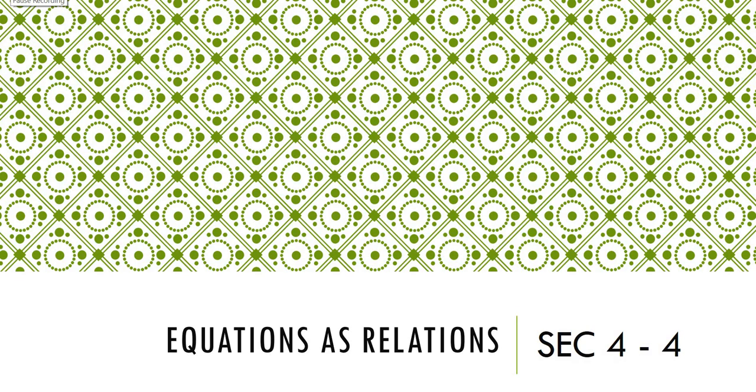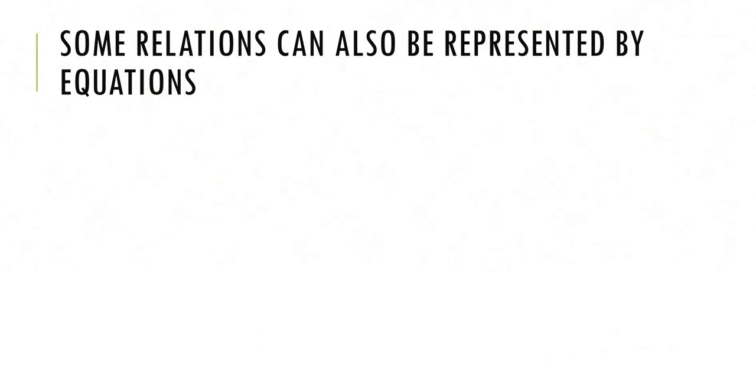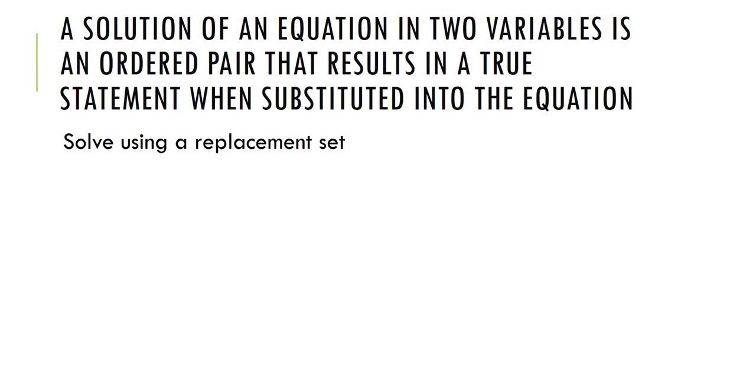Section 4-4 is equations as relations. So some relations can also be represented by equations. For example, if you have y equals 3x minus 1, we can certainly come up with a lot of ordered pairs in table form or xy ordered pair form that would show relationships between the x's and y's and would allow you to either graph or show the function as a relationship. So let's look at some of this.